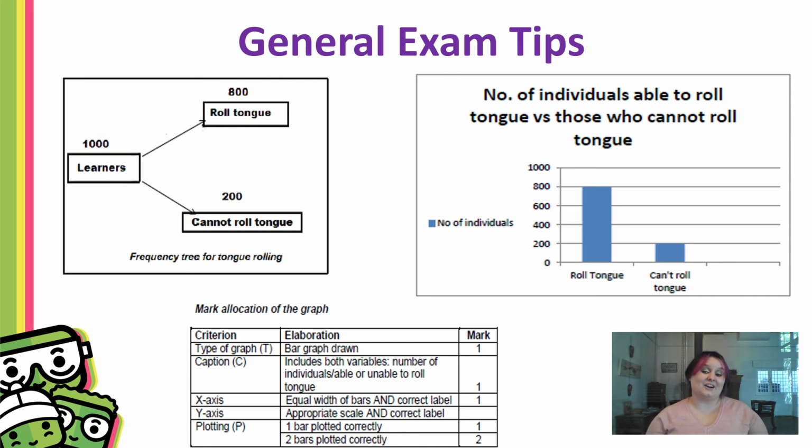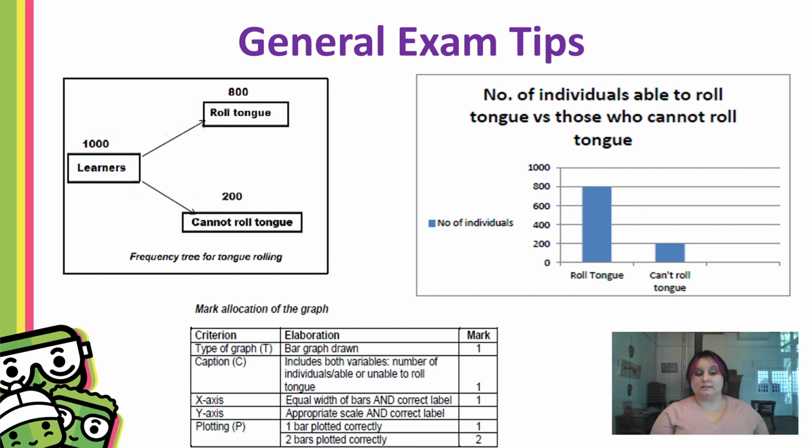So what I did was I asked them then to draw a bar chart of this information. So your graph always needs to have a heading. Very, very important to have a heading, and that heading needs to include the independent variable and the dependent variable. The independent variable is the thing that I change. So in this case, what am I changing? I'm changing whether the person can roll their tongue or can't. And the dependent variable is the outcome that is measured.